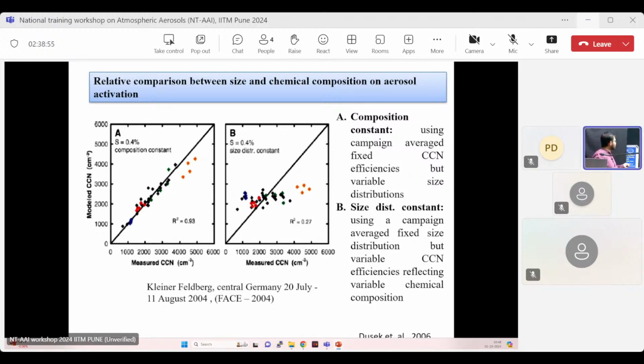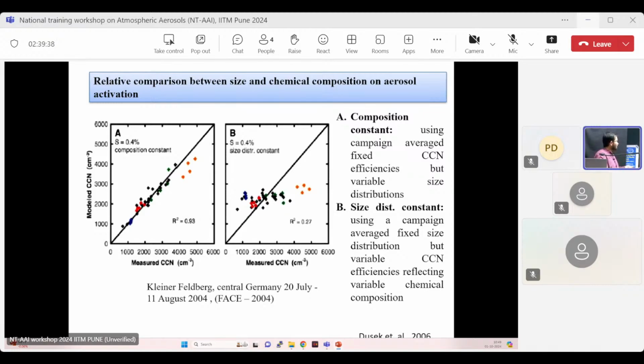Okay. So you can see what happens when they made the composition constant. How did they make the composition constant? You have an aerosol size distribution, and you consider an average activation fraction for each size. That makes your composition constant. It's an indirect way, not the direct way, to make your composition constant. And you take all the real-time size distribution to calculate your model CCN. In the second scenario, you are making the size distribution constant, and you are varying your activation fractions for different sizes.